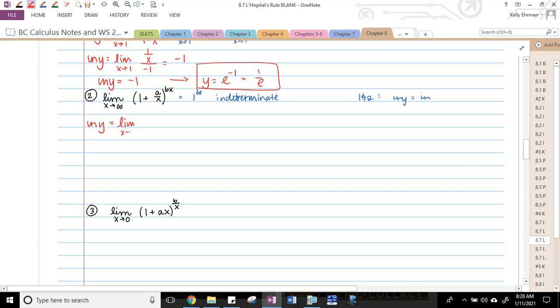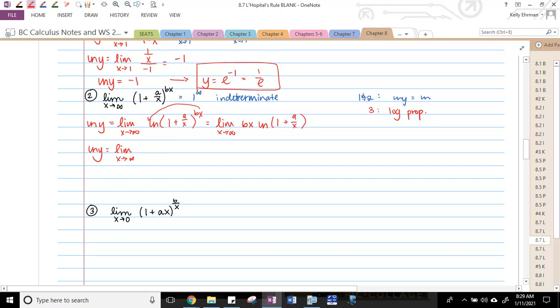So natural log of y equals the limit as x approaches infinity of the natural log of 1 plus a over x to the bx. And then the next step is to use log properties. Right, so log properties says pull that bx down here. Now this one's kind of tricky because pulling that exponent out doesn't give me a rational expression. I have bx times natural log of 1 plus a over x.